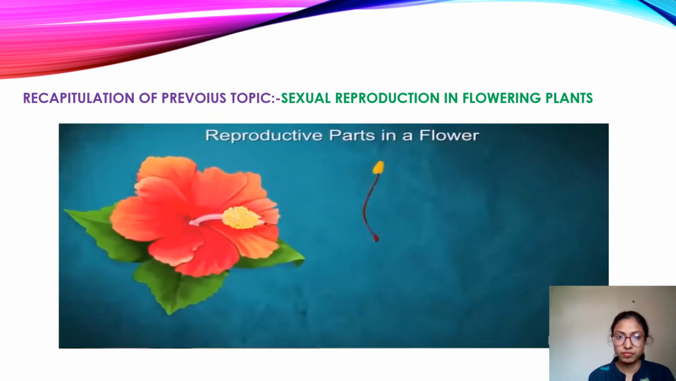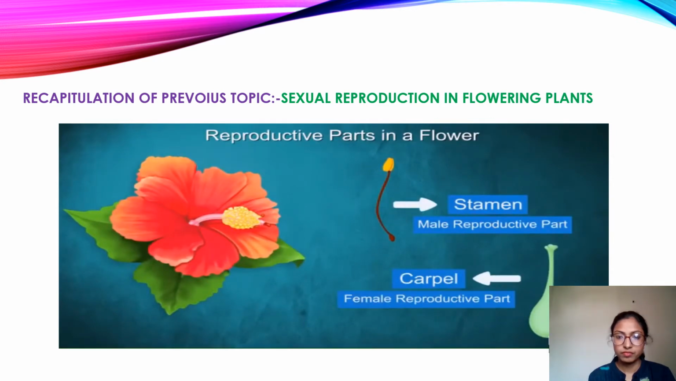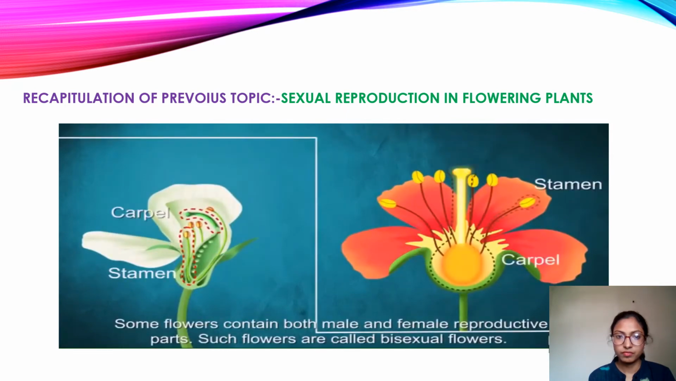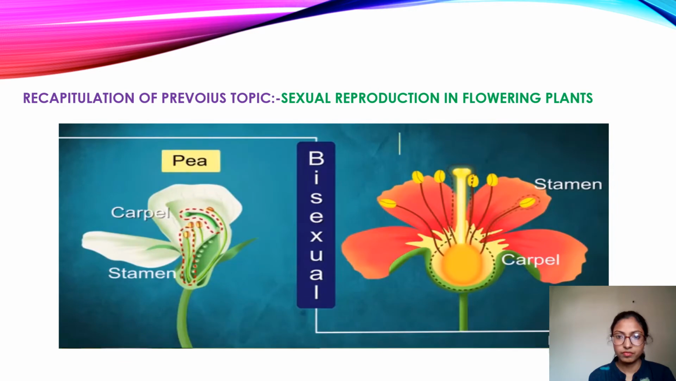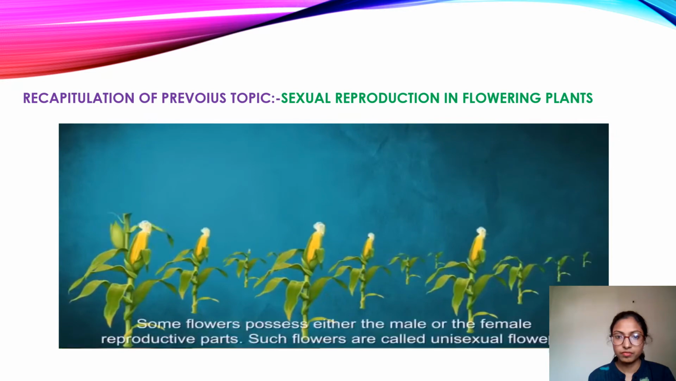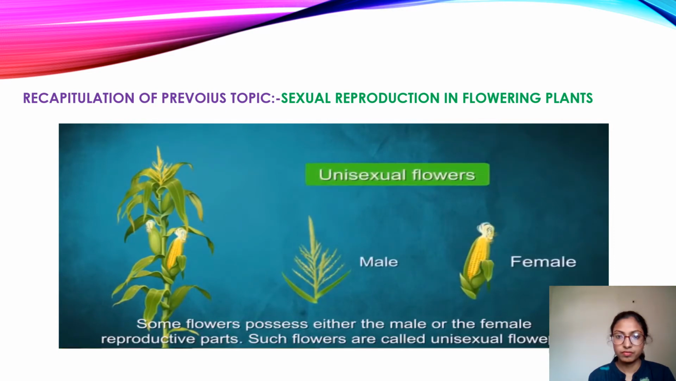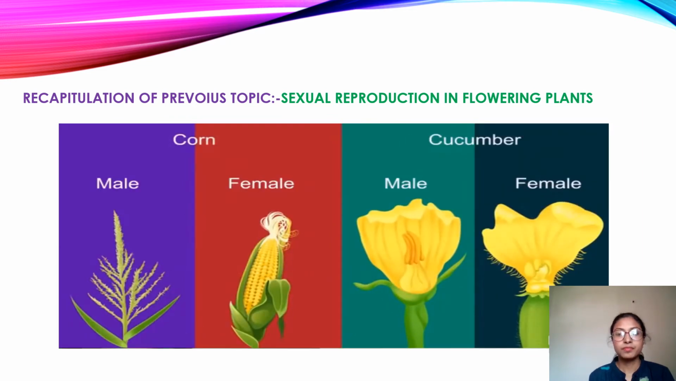In the flower, stamen is the male reproductive part, while carpel is the female reproductive part. Some flowers contain both male and female reproductive parts. Such flowers are called bisexual flowers. For example, pea, China rose, etc. On the other hand, some flowers possess either the male or the female reproductive parts. Such flowers are called unisexual flowers. For example, corn, cucumber, etc.